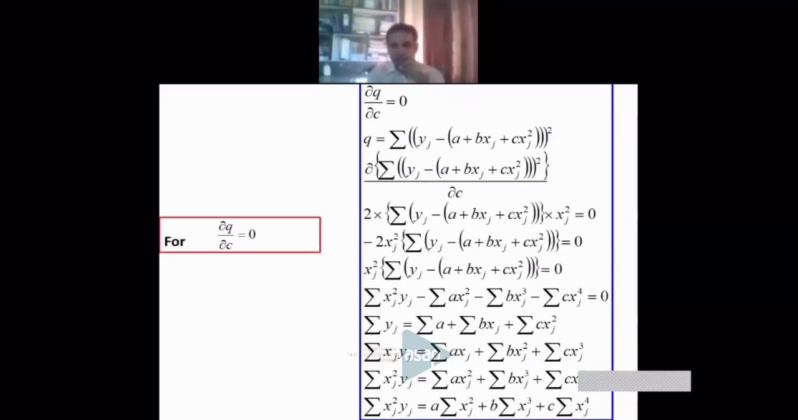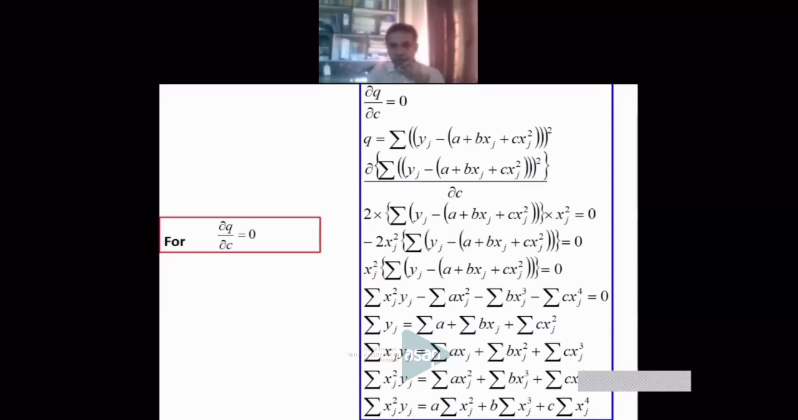I'm moving ahead. What we did: the derivative ∂Q/∂c. This derivative is 2 into sigma of yj minus the entire parabolic equation, into the coefficient of c, to have a derivative with respect to c, xj squared. xj squared is a constant because we do the derivative with respect to c. Minus c xj squared, when you do the derivative, is minus xj squared. So you get minus 2xj squared into this. Divide by 2, you get xj squared into this.